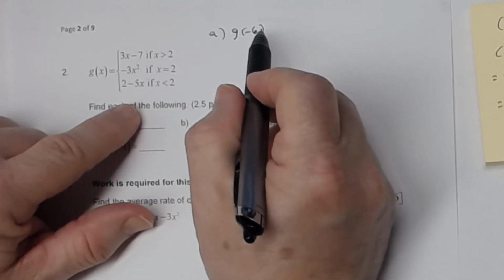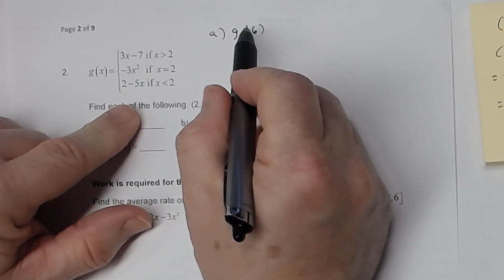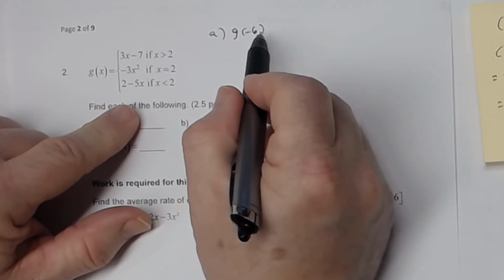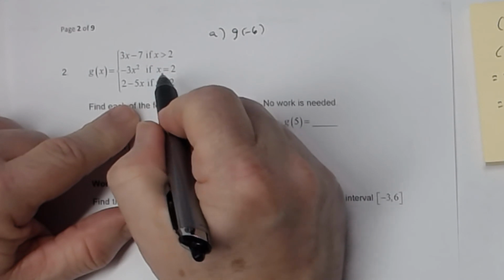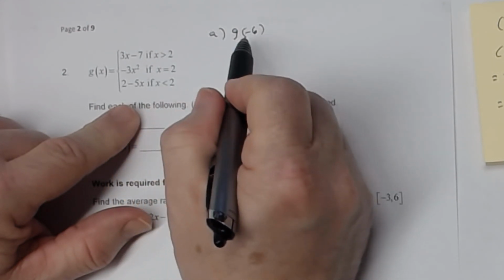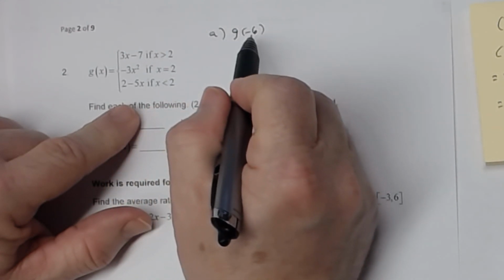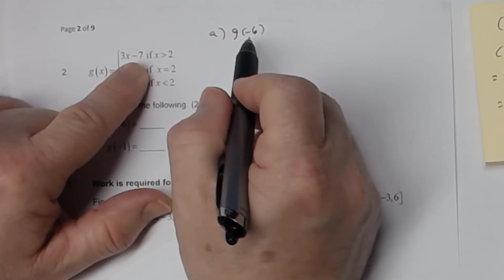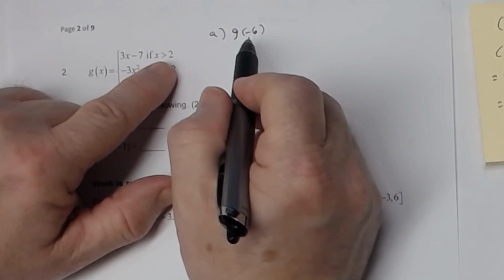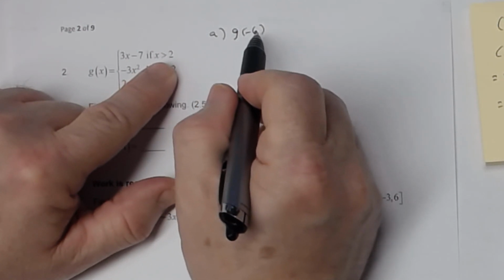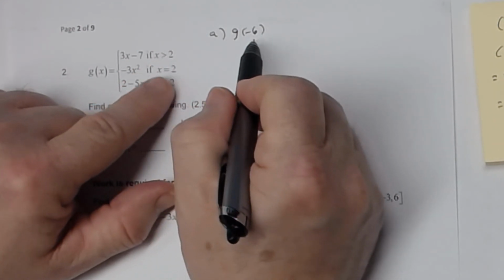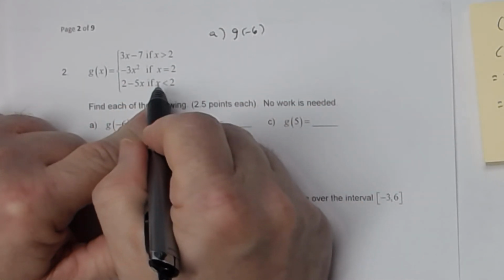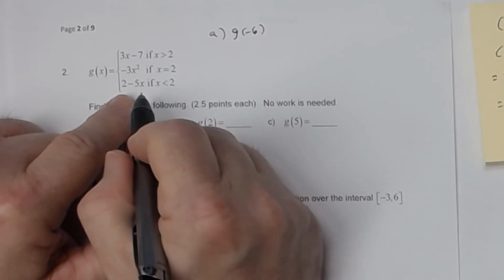And so the one you're going to use is dependent on whatever that value is right here. That value here is a negative 6. So I got to find the one here where that's in my domain. The function g of x equals 3x minus 7, I'm going to use that if my domain is greater than 2. But that's a negative 6. Negative 6 is not greater than 2, and negative 6 does not equal 2, but negative 6 is less than 2, right? So this is what I'm going to use.